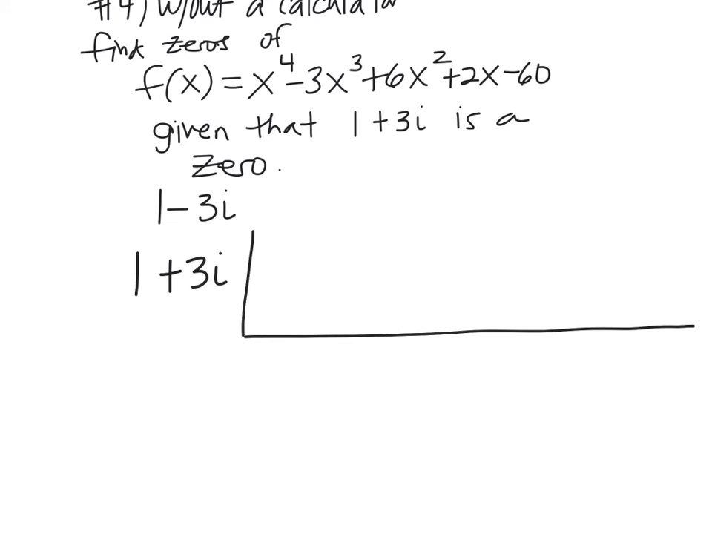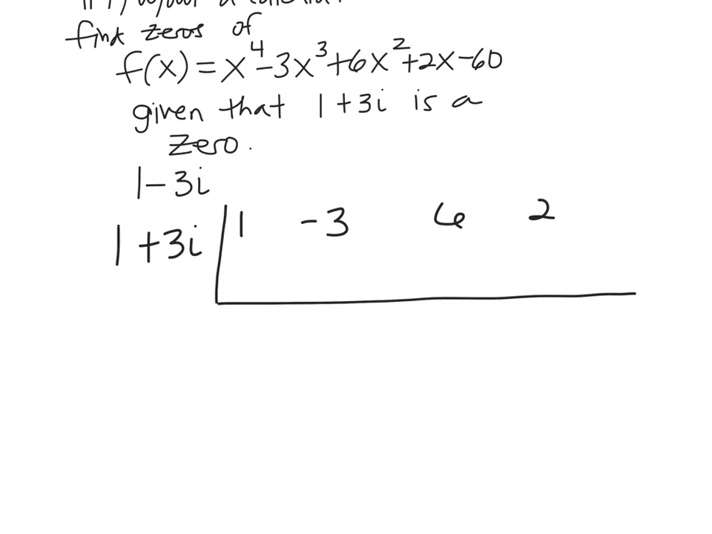Here we go. So we're going to have 1, negative 3. Spread it out. You're going to need some room here. 6, 2, and negative 60. And we're expecting to get 0 at the end. Hoping. So here we go. Bring down the 1. We're going to multiply 1 times 1 plus 3i, and we get 1 plus 3i. Now I'm going to add the columns. So negative 3 and 1 plus 3i together give us negative 2 plus 3i.